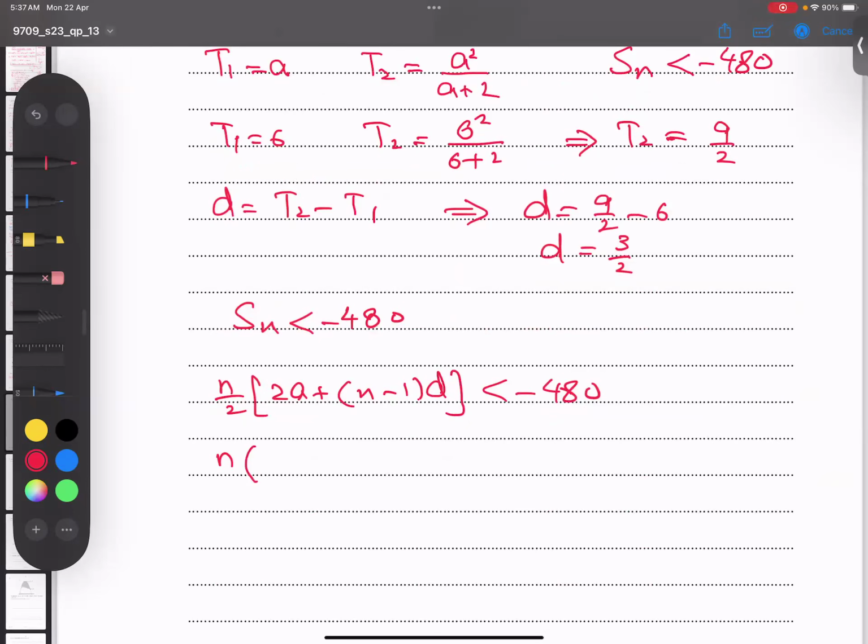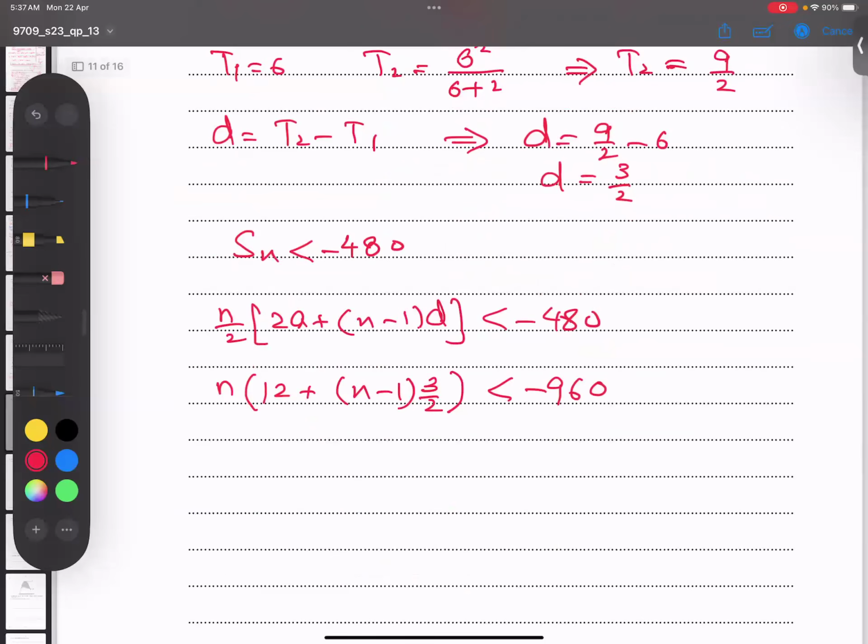So I get 2 and a is what? 6. So 2 sixes are 12. And n I don't know, and the common difference is 3 divided by 2. And this is 2 eights are 16, 960. So student, n multiply inside, I get 12n, and this n multiply inside, so I get n squared minus n in the bracket outside 3 by 2. 960 comes on this side.